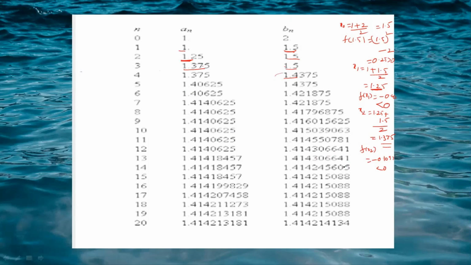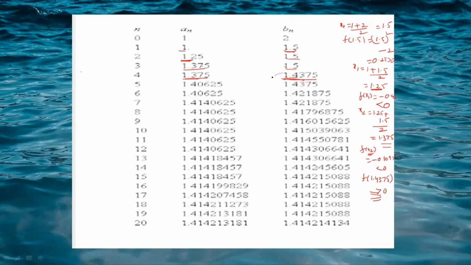So f of 1.4375 value is positive. Because it is positive, it comes to the B place. So be careful. You got a positive value, so that's why it is in the B place. And what is the immediate negative value? The immediate negative value is x2, that is 1.375. See, it is as it is.